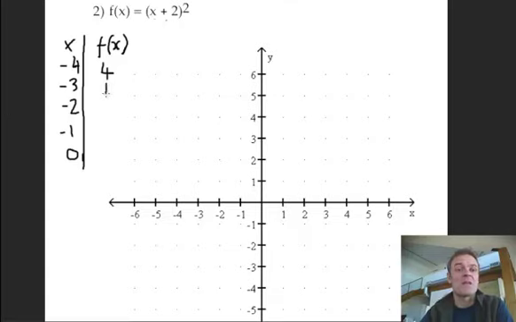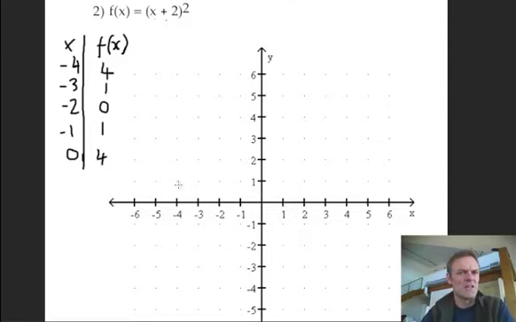Okay? How about negative 2? Negative 2 plus 2 is 0. When you square it, you get 0. Negative 1. Negative 1 plus 2 is 1. 1 squared is 1. Again, look, you're getting those repeating numbers down this y column, the f of x column. And finally, when x is 0, 0 plus 2 is 2. 2 squared is 4, just like the first one.